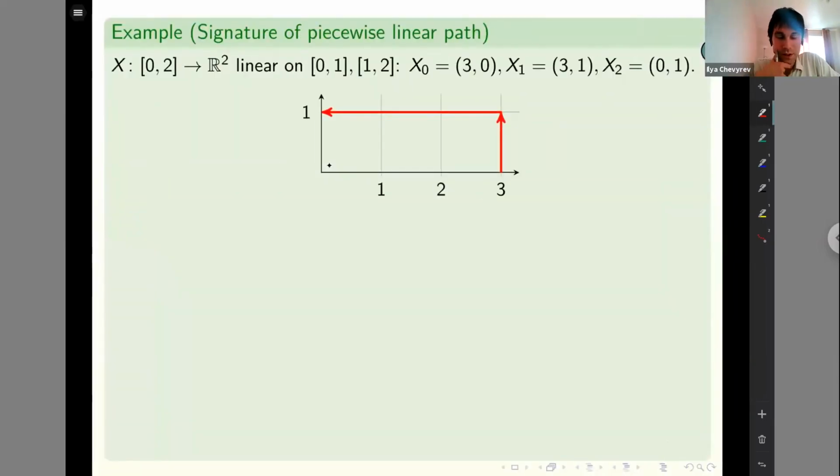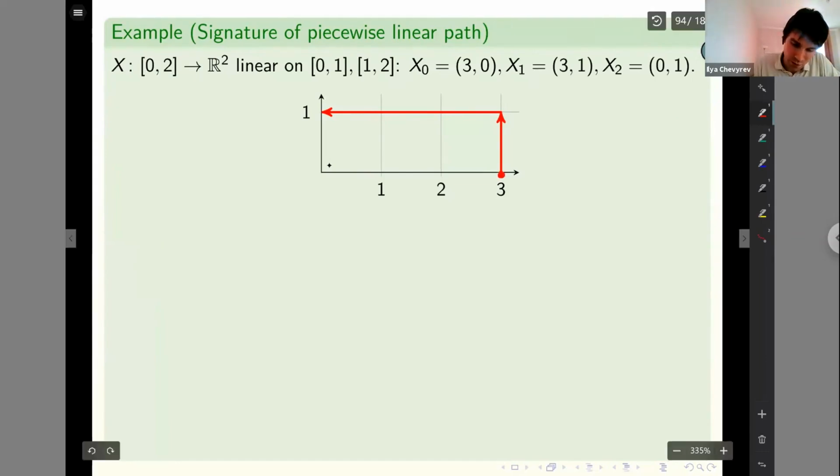So consider a piecewise linear path. Let x go from the interval 0 to 2 to R^2, and that's linear on the time interval 0,1 and the time interval 1,2. It starts off at the point 3,0, goes up to 3,1, and then it moves along to 0,1, like this.